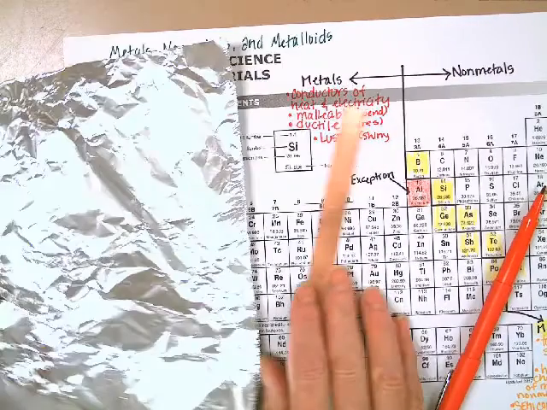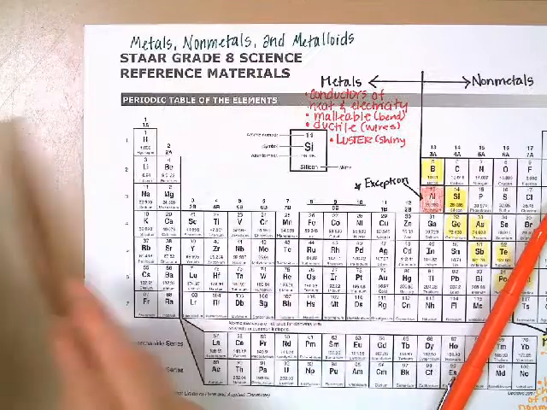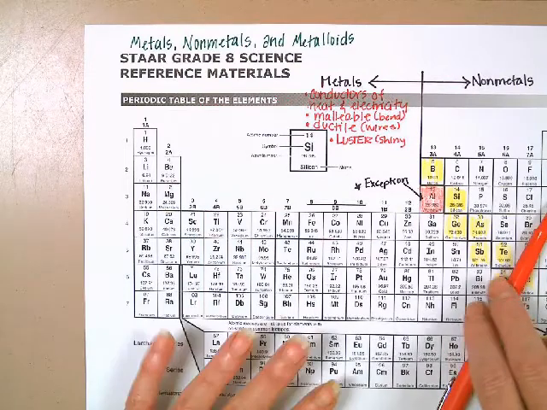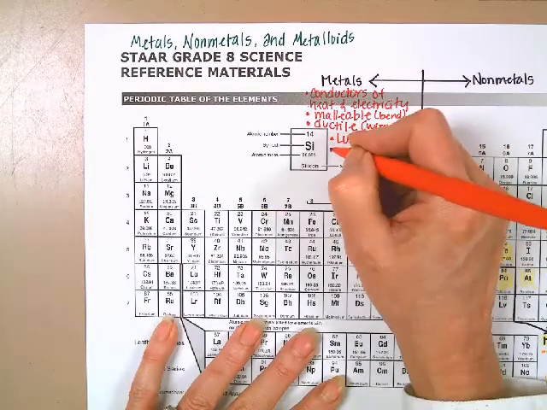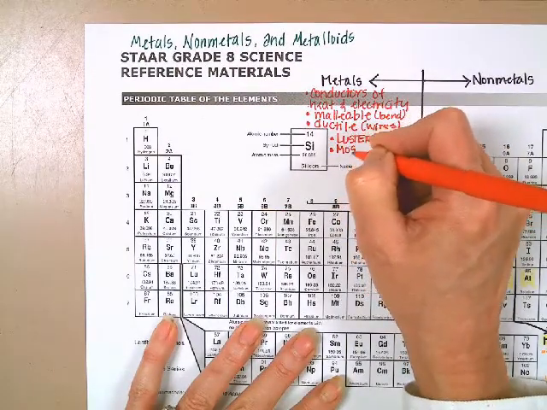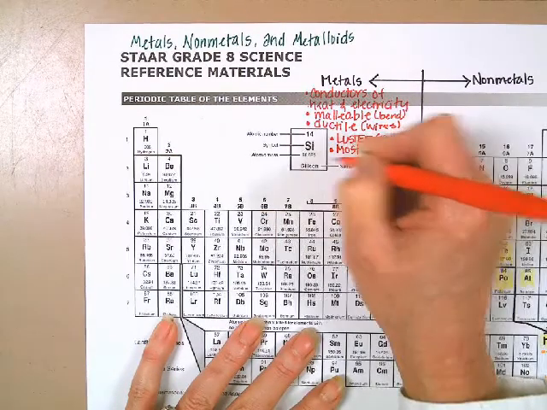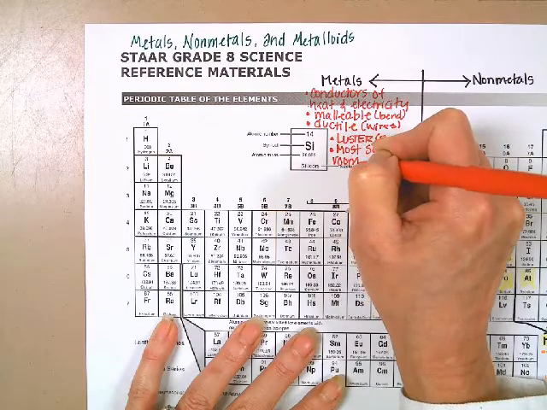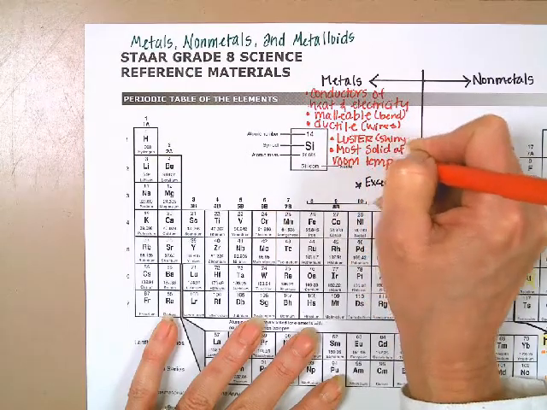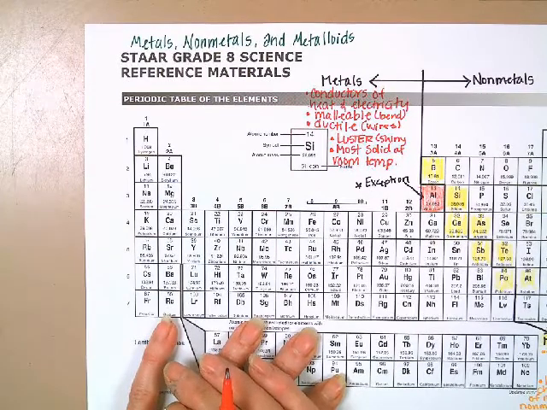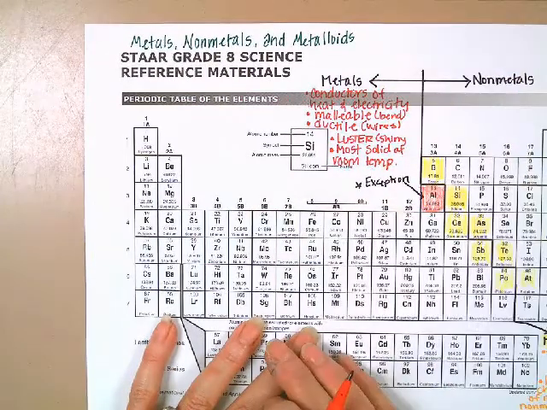All right. Most metals, except for one, are solid at room temperature. So most are solid at room temp. That pretty much concludes the characteristics of these.